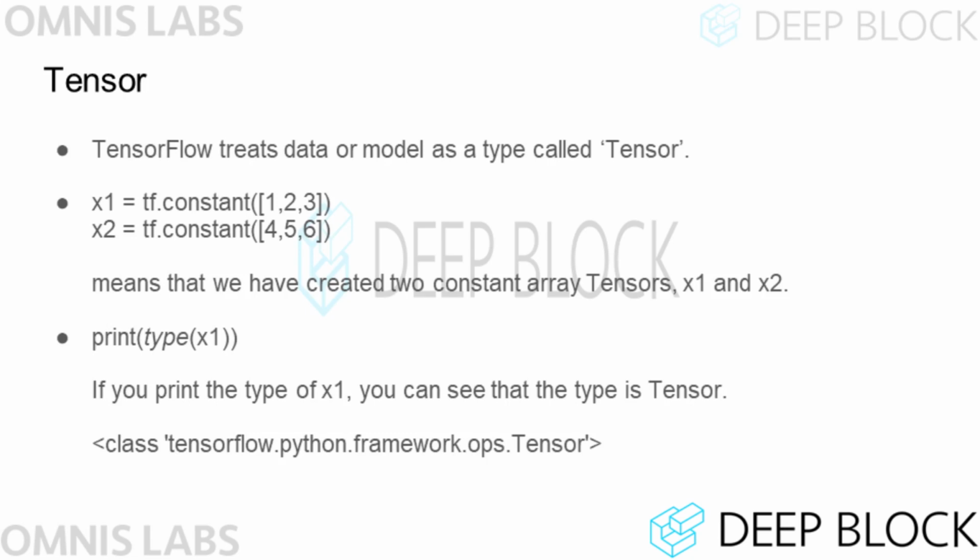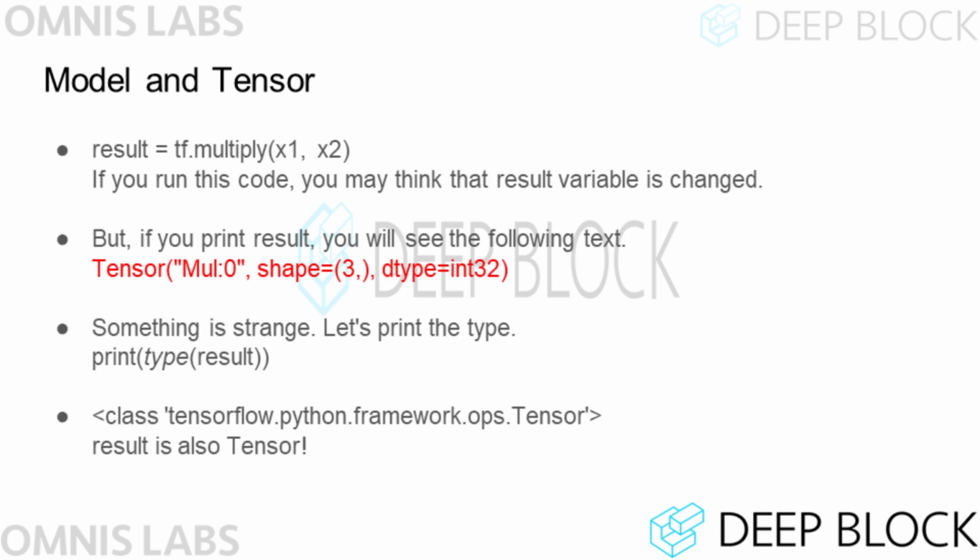In TensorFlow, any data or model is processed as a type called tensor. For example, the 2 lines of code shown in the slide create 2 tensor variables. If we print the types of the 2 variables, you can see that their data type is tensor as shown in the slide.